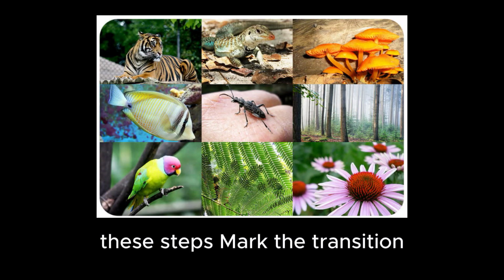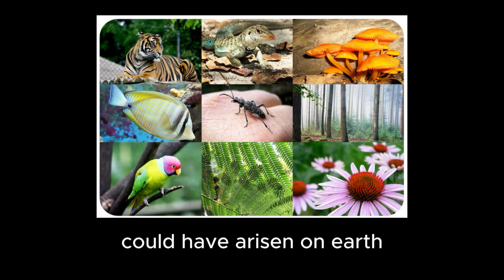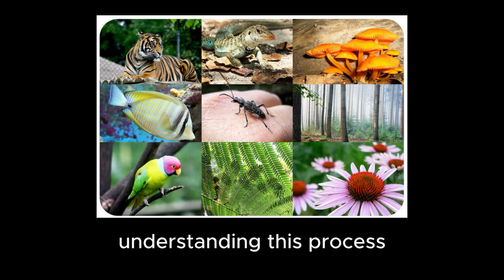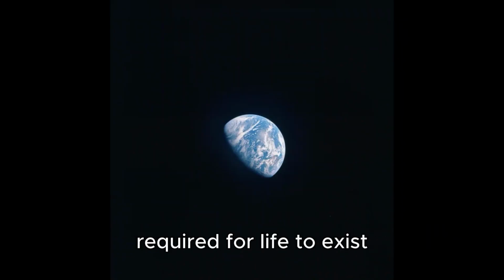These steps mark the transition from chemistry to biology and illustrate how the earliest forms of life could have arisen on Earth. Understanding this process also informs our search for life on other planets and helps define the minimal conditions required for life to exist.